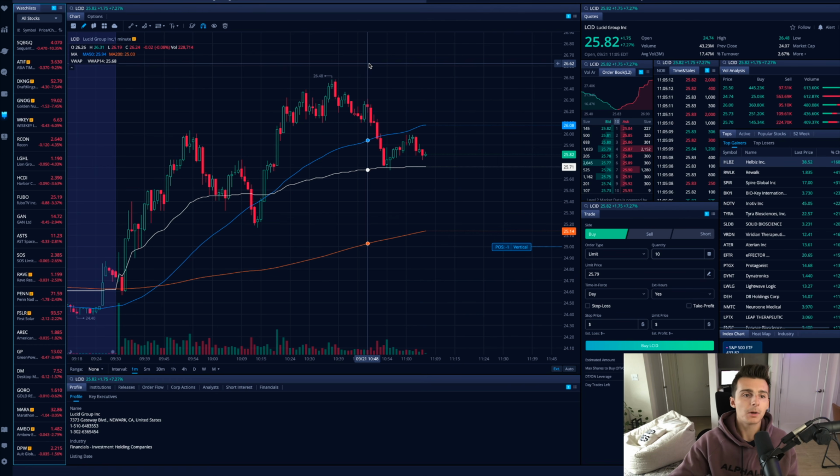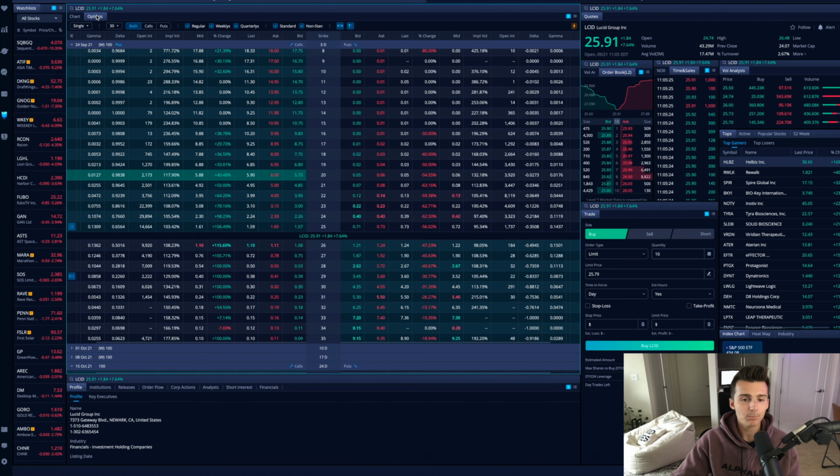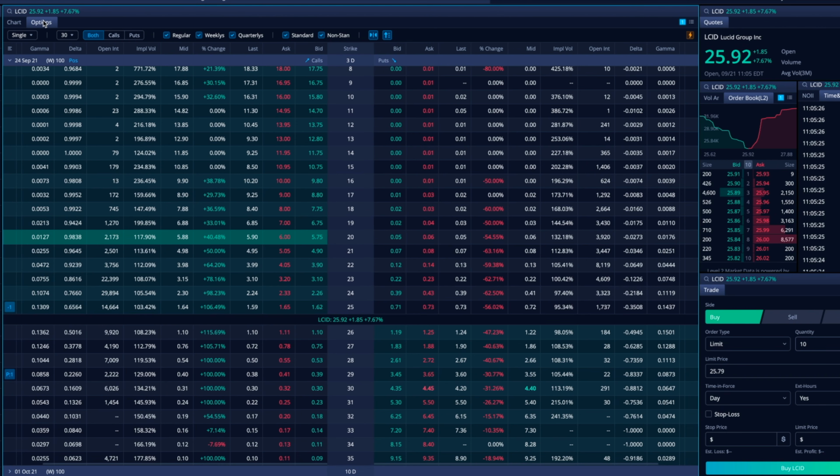So right now we're over on Webull, okay? And we can see a vertical spread right here. So what I want to show you guys is that we did this on Lucid for the time being as I make this video. I want to go to the option chain really quick, and I will zoom in on this so you guys can see the option chain.